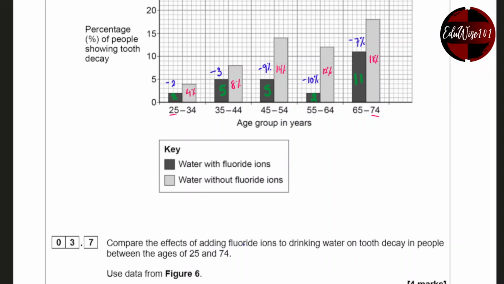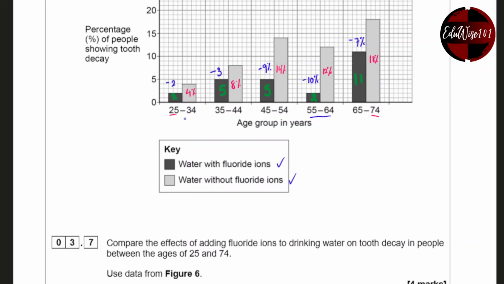Okay. So compare the effects of adding fluoride ions to drinking water. So without fluoride ions, the tooth decay is actually increasing for every age group except for 55 to 64. With fluoride, the percentage of people showing tooth decay is actually decreasing for every age group. Right? You have to compare the ones with fluoride ions and without fluoride ions, and use the data from figure 6.